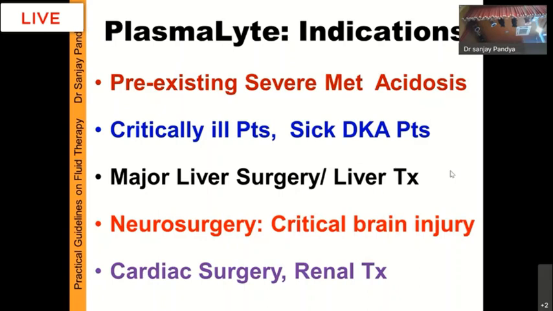So why did I repeat this? Because my friends should not go with a take-home message that Dr. Sanjay Pandya said to stop Ringer's lactate and start KB light. No, that's not the case. Every fluid has its strength.